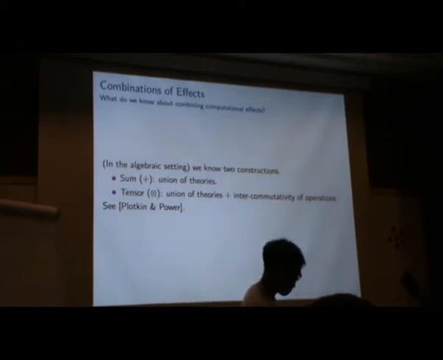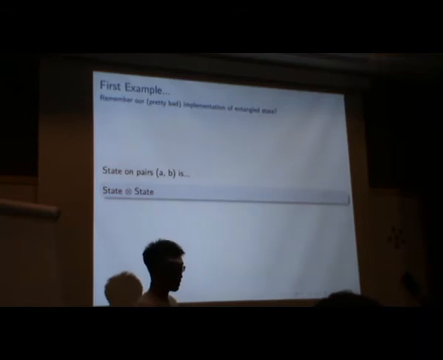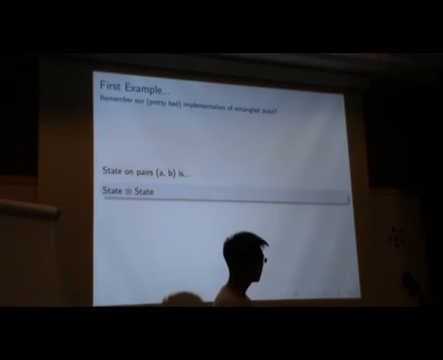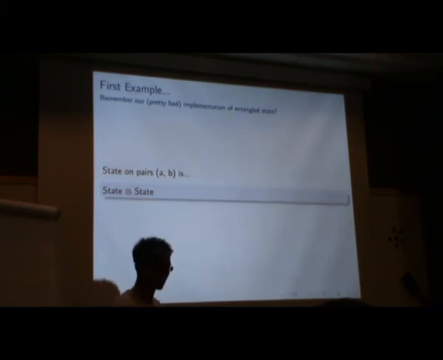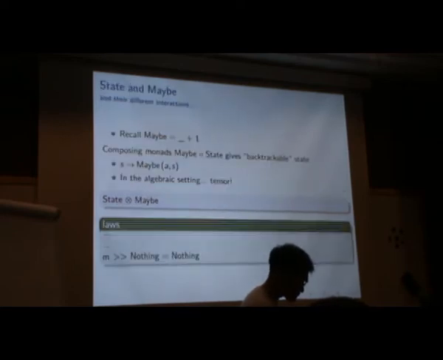So, I think examples are probably best here. First example, is something we've seen already actually. So remember the implementation of entangled state that we had. So that was state on pairs. So that can be seen as a tensor product of state with itself. So we said that, for example, in this setting, update A does commute with update B, right? So, which is why it wasn't a good implementation for the BX setting, but that's what that is.